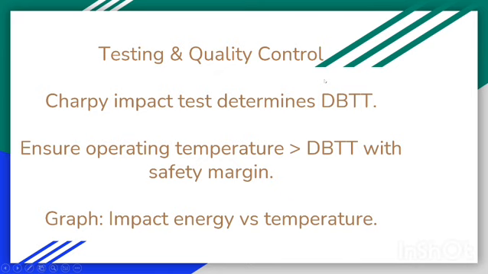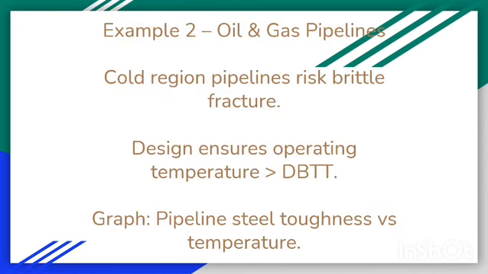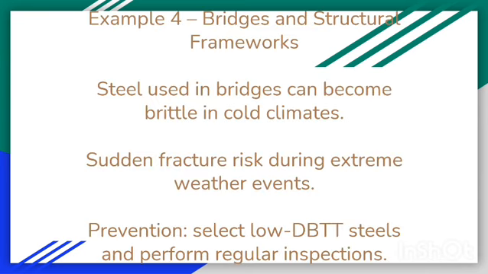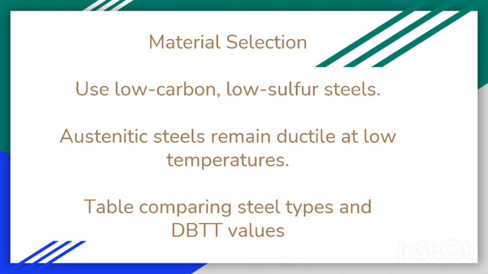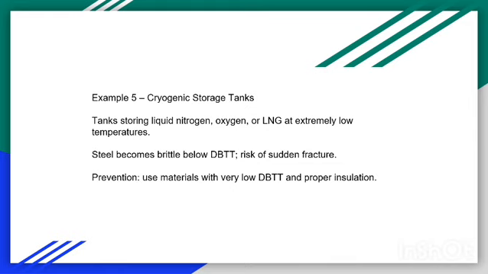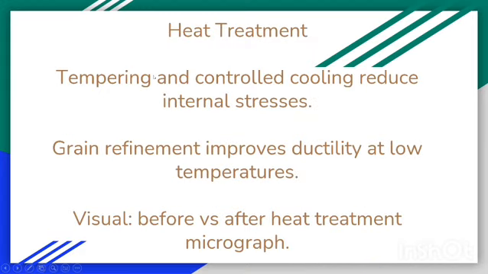We have seen 5 examples where DBTT has effects: shipbuilding, oil and gas pipelines, pressure vessels, bridges and bridge frameworks, and cryogenic storage tanks. Due to the ductile to brittle transition, these metals fracture suddenly, so we need prevention techniques like material selection, alloying elements, and heat treatment. By means of these, the metal can be saved from brittle failure.